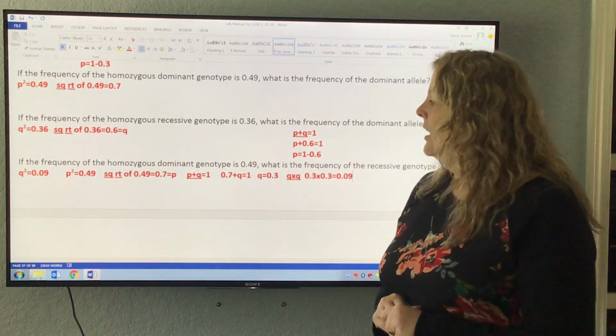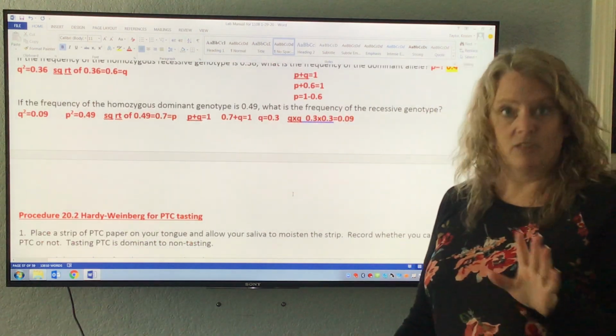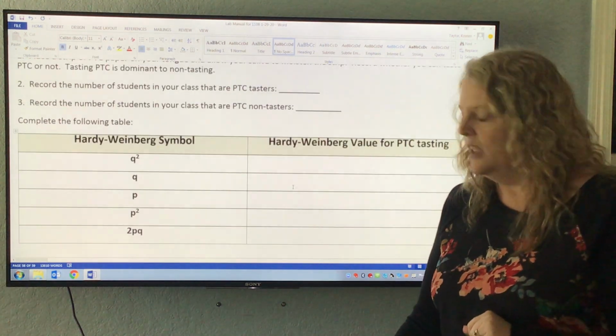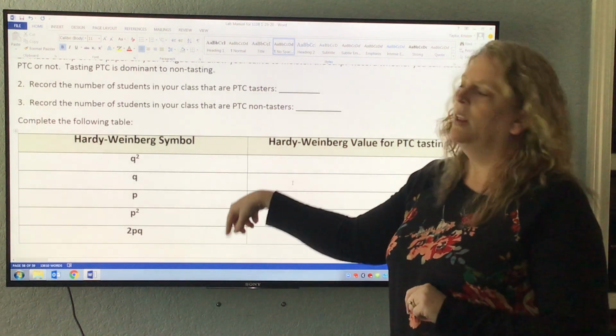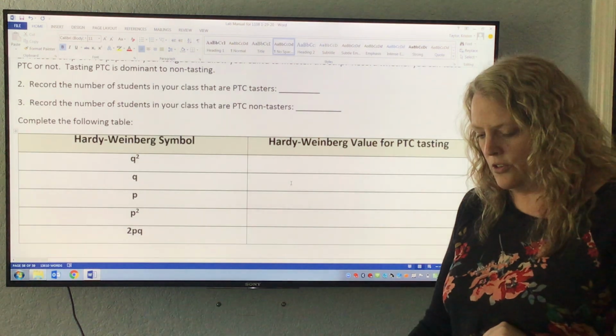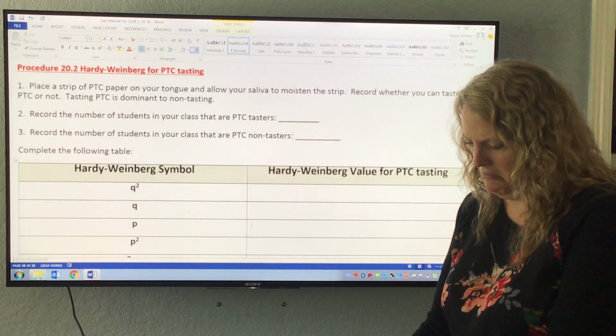So we're going to go ahead and move on. Still using Hardy-Weinberg, so we'll have plenty of practice here. You should see a table and the data we're going to be collecting. Trying to get it all lined up.